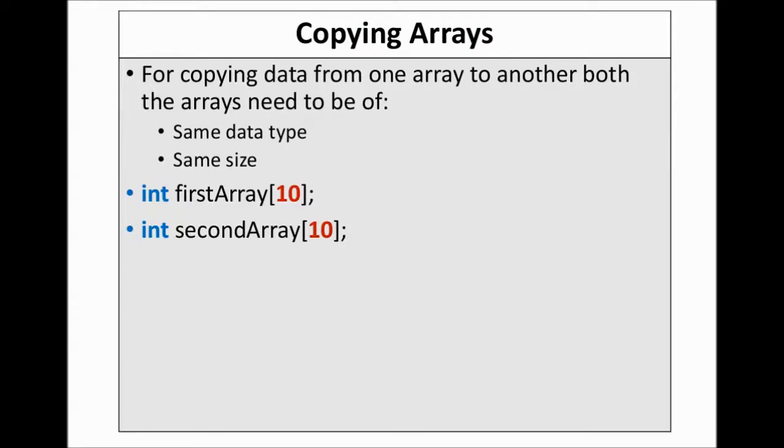How to copy one array into another array? For copying data from one array to another, both the arrays need to be of the same data type and the same size. For example, if we want to copy the data of the first array into the second array, then the first array has the data type int and the size 10, and so the second array has the same data type as the first array, that is int, and the same size, that is 10.